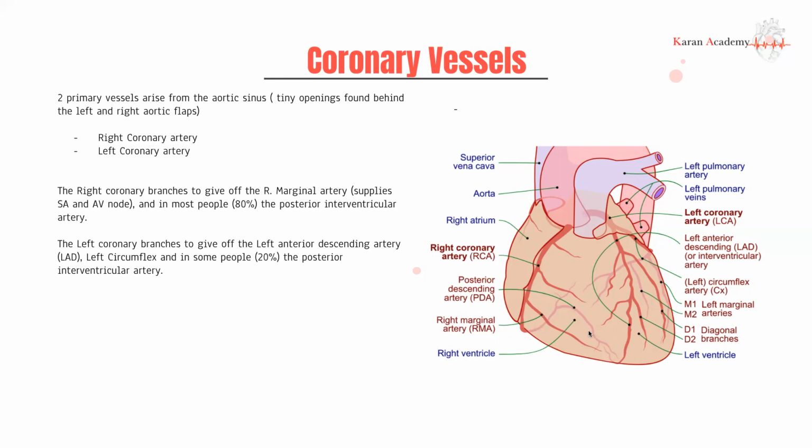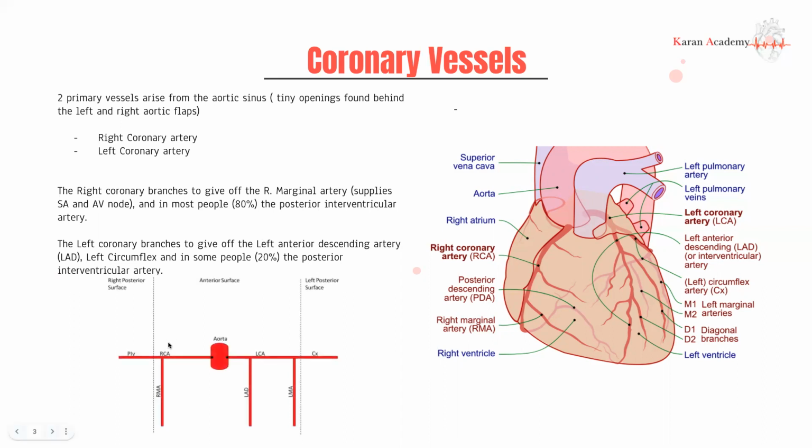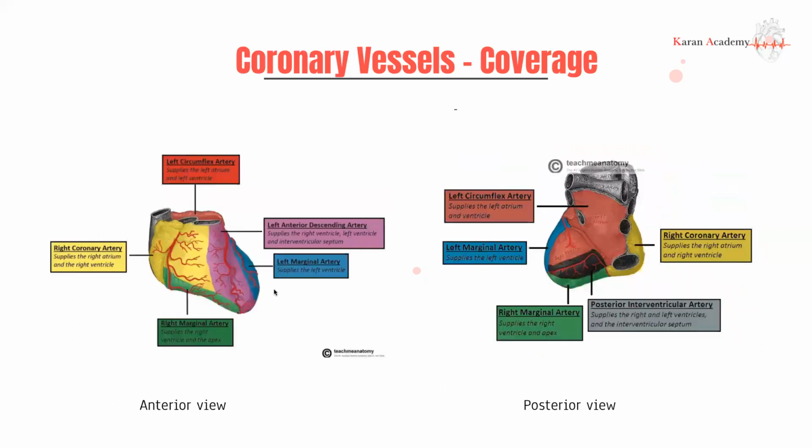The left coronary, on the other hand, gives rise to the LAD, or the left anterior descending, which is one of the most important arteries, and we'll go through this in a bit as well. It also gives rise to the left circumflex, and in some people gives rise to the posterior interventricular artery. So this artery, which arises posteriorly, can be supplied by either the right or the left, and there's a bit of variation in that. Here's a schematic representation of what I've just talked about.